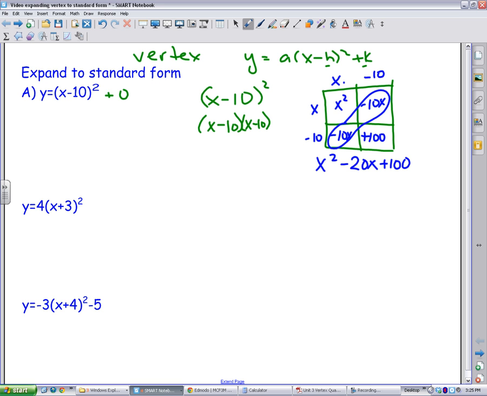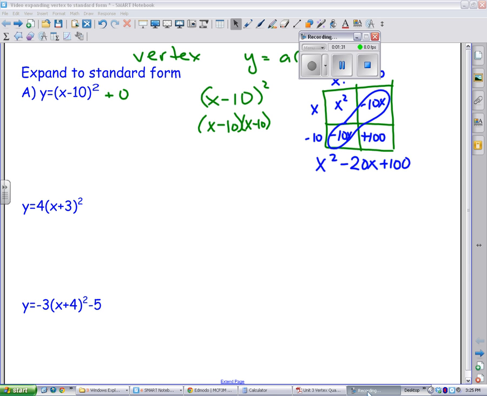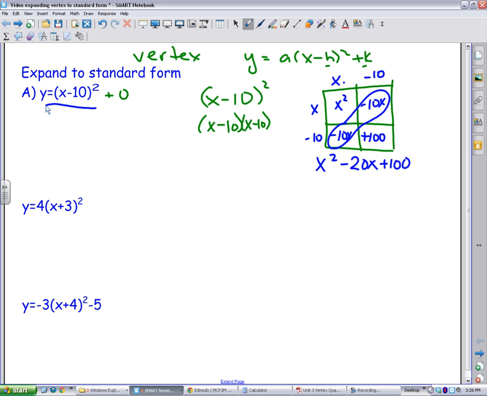So the vertex form y equals (x minus 10) squared can be written y equals x squared minus 20x plus 100. There's nothing else to write. And since it's now in standard form, I actually know that the y-intercept of this curve is 100.